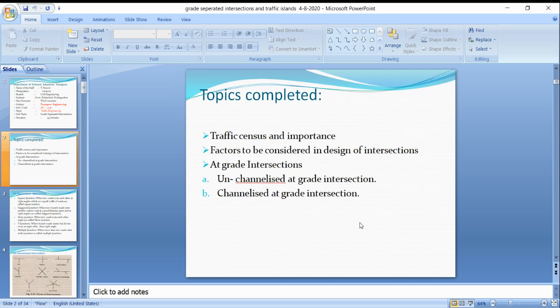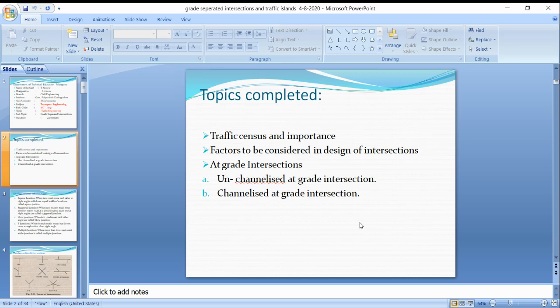So what are the various traffic studies we have seen already? Traffic volume study, speed studies, origin and destination study, traffic flow characteristics, traffic capacity study, parking study, accident study. These are the various traffic studies we have already completed. Then we have seen the road intersection.